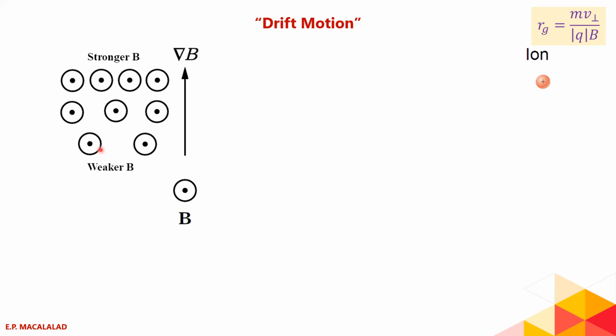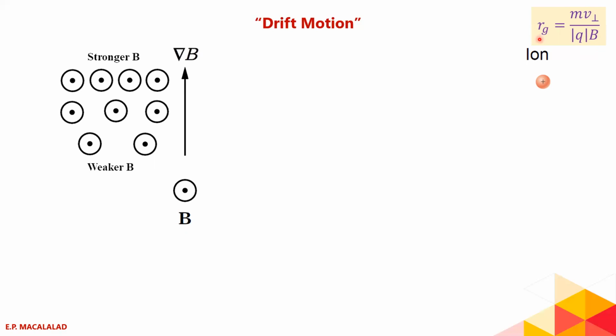Okay, now the magnetic field in this area is stronger than the magnetic field here. If we're going to look at the gyro radius, the relationship between the magnetic field strength and the gyro radius is inversely proportional. So that means the stronger the magnetic field, the shorter the gyro radius, and the weaker the magnetic field, the larger the gyro radius.